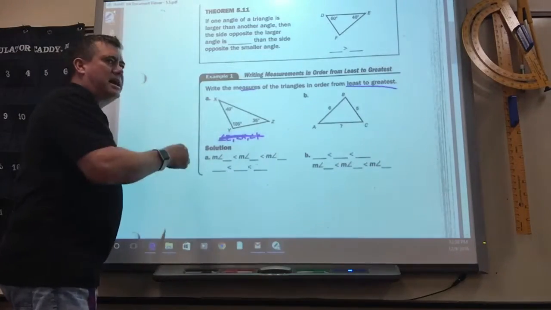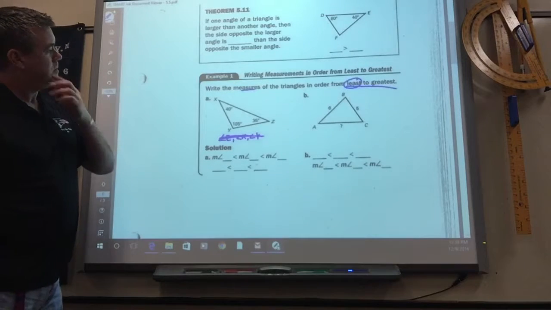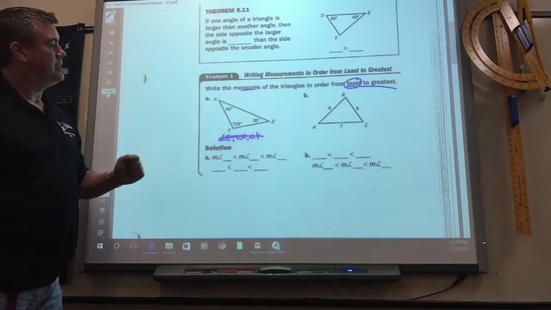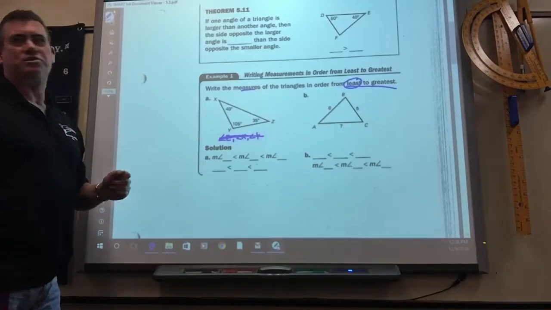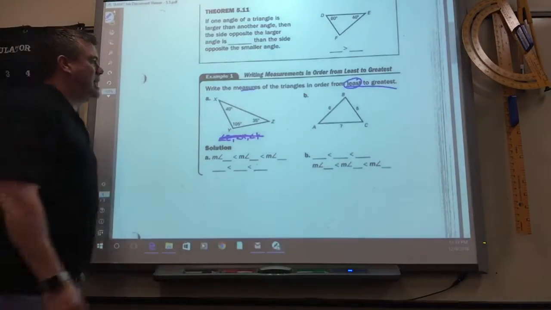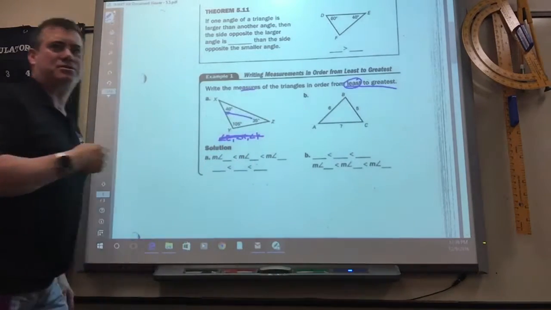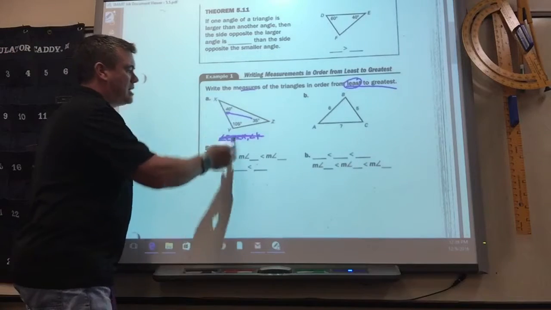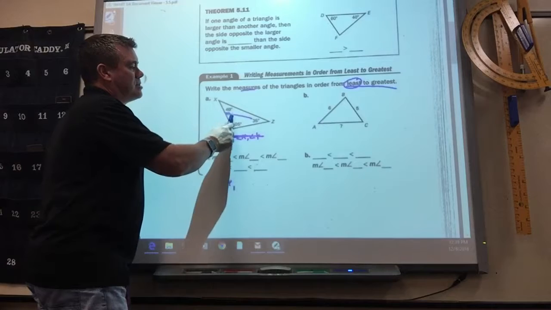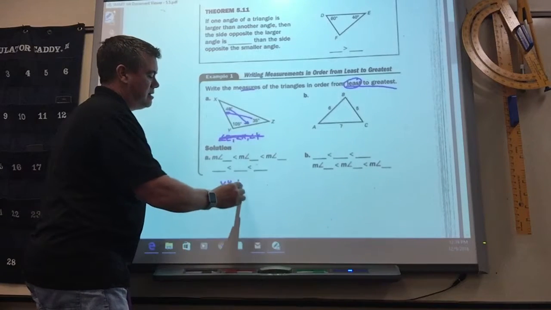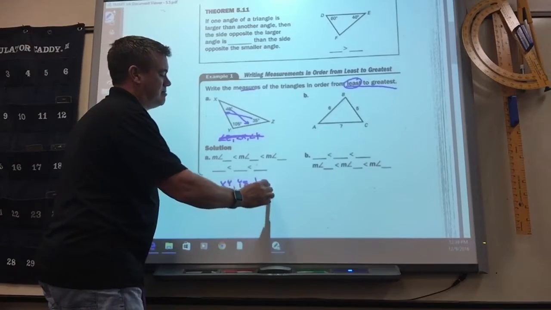So these three sides, which is the least? ZY. Wait, no. Which is the shortest side? XY. XY is, because 35 is the smallest angle, so the side opposite is the shortest side. So XY, you would list that first. Then 40 is next, so opposite of that is YZ. And then obviously the longest side is XZ.